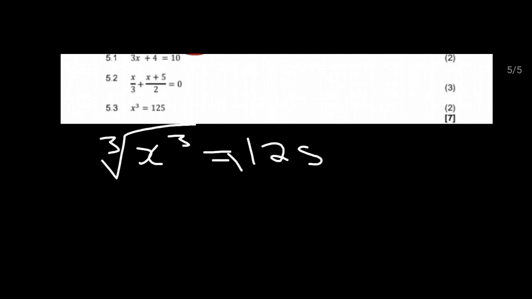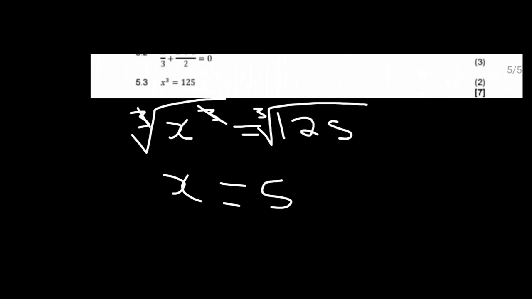So 5.3: x to the exponent of 3 is equal to 125. It's a very simple one, whereby this exponent 3, we make x the subject of the formula. So we're just going to take the cube root of both sides. Then this cube root will cancel the exponent 3, and on your calculator you just say the cube root of 125, and then it's going to give you 5, and that is the x.